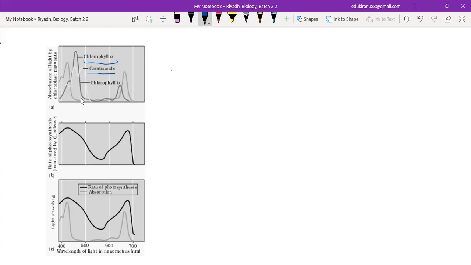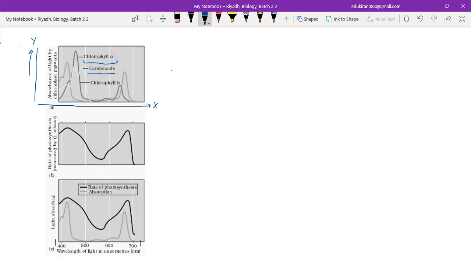So let me teach you how to read the graphs. On the y-axis here, it says absorbance of light by chloroplast pigments. The higher you go in the y-axis, the more absorbance you are doing, right? The more light absorption is happening, correct? This is what it means. And this is the x-axis and this is the y-axis. If you go farther in the x-axis, it is the wavelength of light, starting from 400 to 700 nanometers.